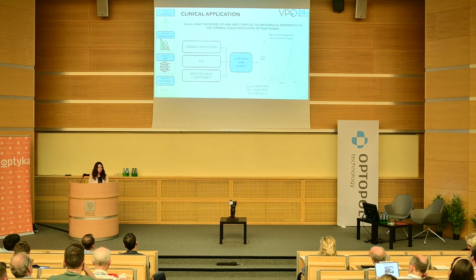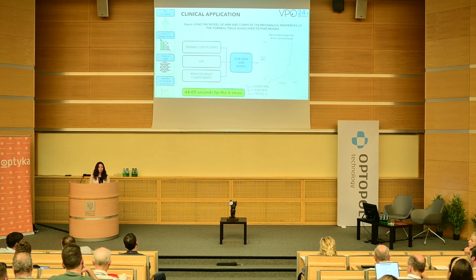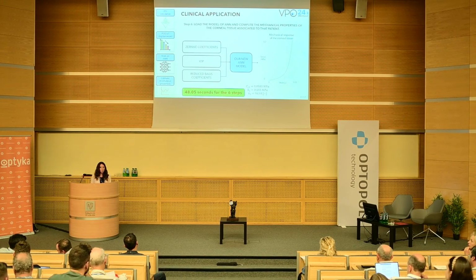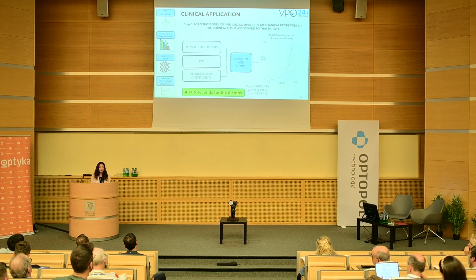Of course, we created an algorithm to perform these 6 steps, and the algorithm takes less than 50 seconds to estimate the mechanical properties of the corneal tissue in vivo from the images of Corvis ST. So this is the application of our methodology, and since it is real time, we hope it can be implemented without any problem in the Corvis ST device, and in this way we can have a deeper knowledge of the mechanical properties of the corneal tissue in vivo.